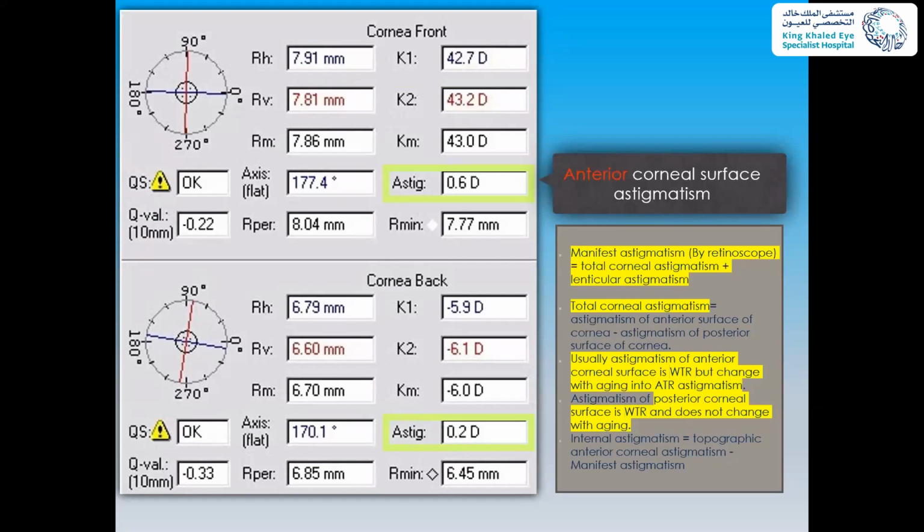We don't have much time, but you have to calculate not only the astigmatism of the cornea, but also the lenticular astigmatism, the anterior surface astigmatism, and the posterior corneal surface astigmatism. Usually the anterior corneal surface astigmatism is with the rule, but with age it becomes against the rule, whereas the posterior corneal surface is with the rule and does not change with aging. This is very important when doing toric IOLs, and many of the toric IOL calculators already use the assumption which I just showed.